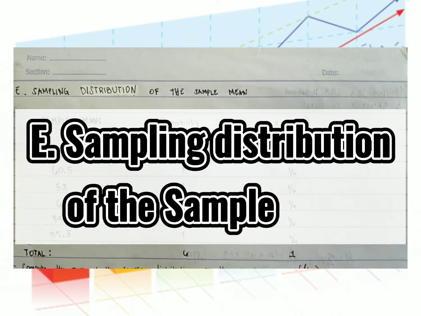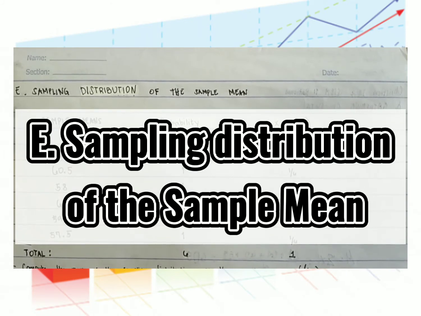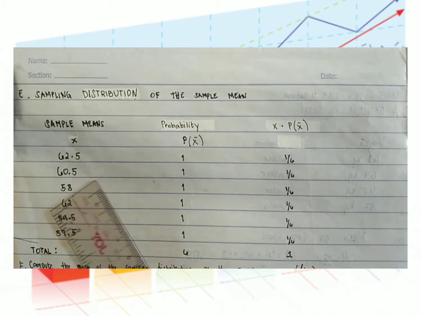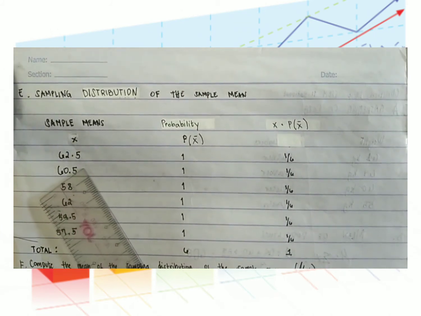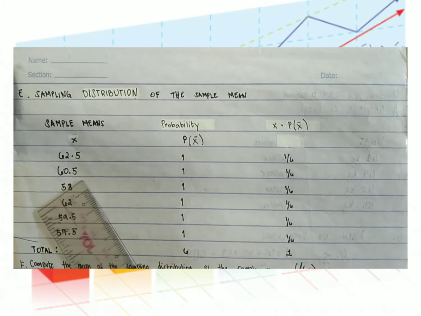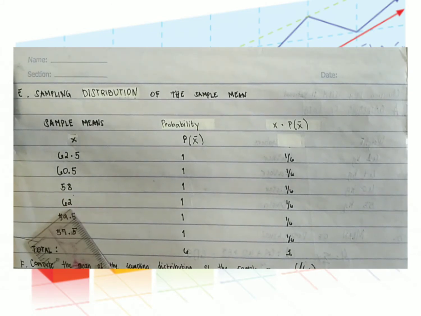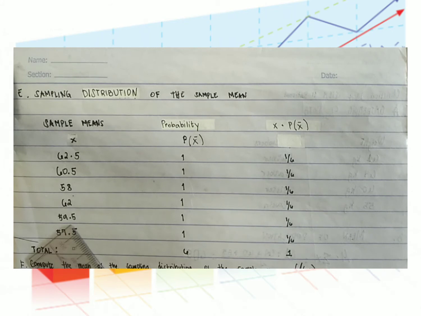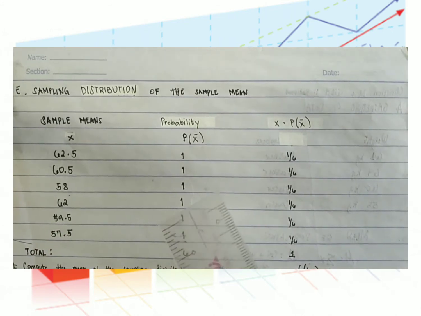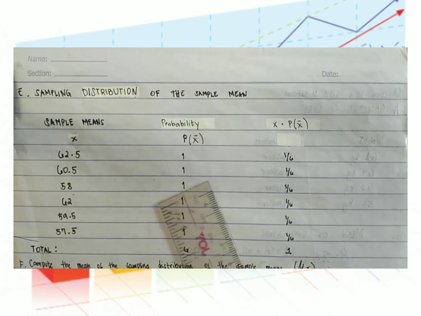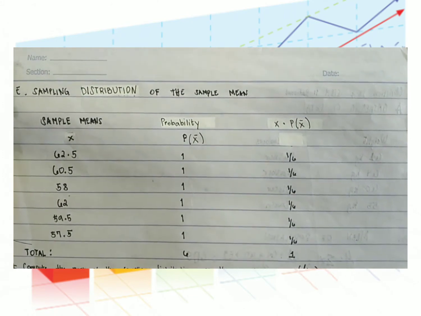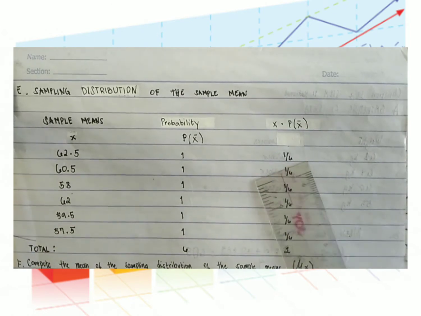And now, let's proceed to the sampling distribution of the sample mean. The sample means are 62.5, 60.5, 58, 62, 59.5, and 57.5. This second column is the probability, which totals 6 over 6, and the last column is equal to 1.